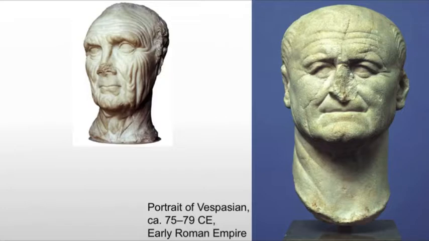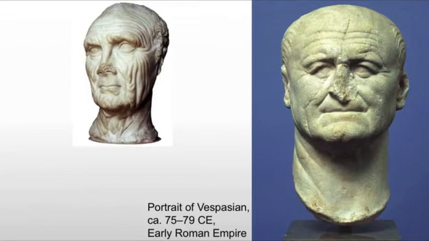So you can see on the left the Republican version of verism, which is quite strong. We can see that sense of age. When we get to Vespasian, we get a sense of age, but it's age with strength. He doesn't want to show himself as an old man as such. He wants to show himself wise yet strong, because he is still an emperor after all.